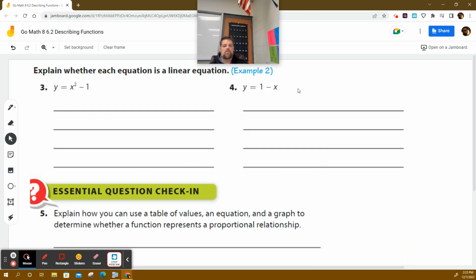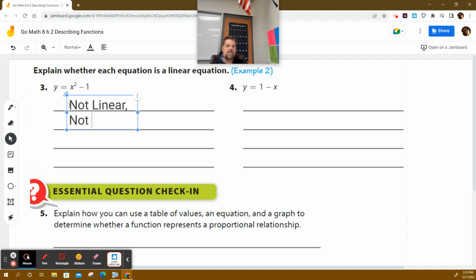All right, so we have to determine if something's linear or not linear, and then we have to explain why. What do you think the first one is? Not linear. Okay, you're right. It's not linear. But why? Yes. It's not linear because it does not represent y equals mx plus b.